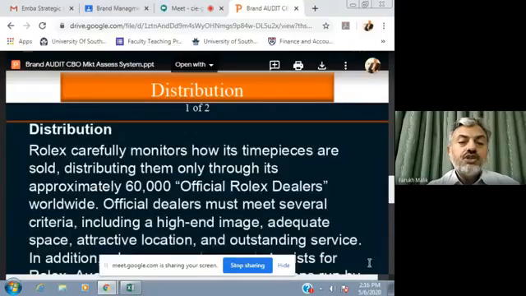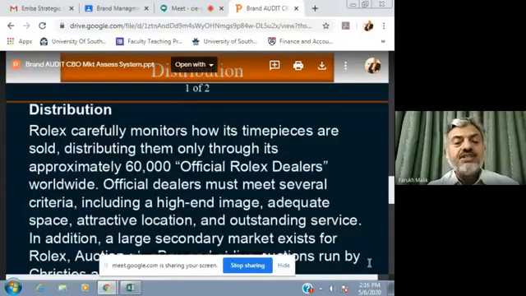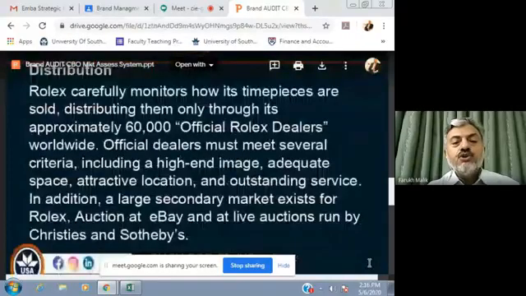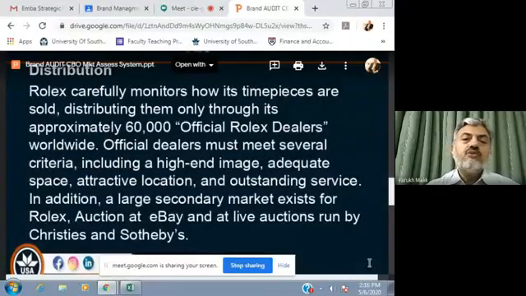Distribution. Rolex carefully monitors how its timepieces are sold, distributing them through its approximately 60,000 official Rolex dealers all around the world. So you have to be an official Rolex dealer to sell a Rolex watch. Any Tom, Dick, and Harry cannot sell the Rolex watch from their shop. It's not a commodity product. You can sell a Lay's chips packet from the corner of a small shop and even from a tuck shop in a school or a canteen, but that's not the case for a Rolex.